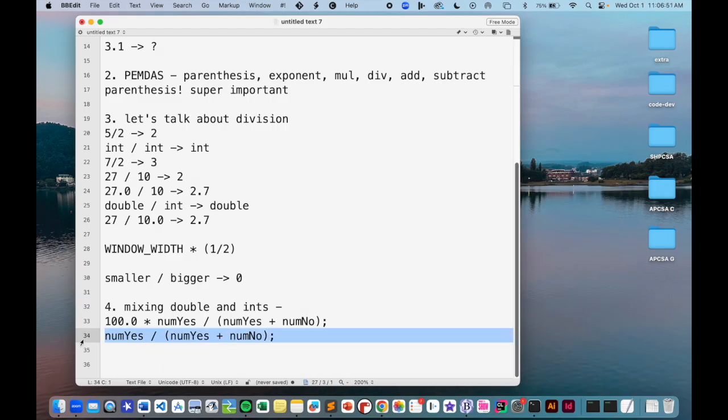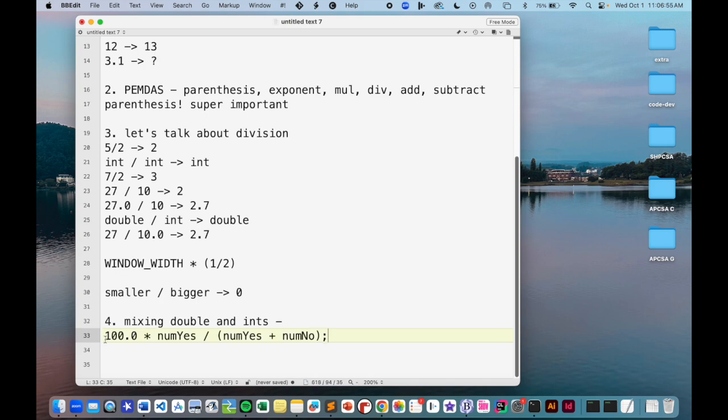So this actually would have been 0. There's a reason we did that 100.0. If I do 100.0 times num yes, then this whole thing is a double. Then when I do this division, I'm now dividing a double by an int. I've kind of brought this math into the land of doubles. Where you add in this 100.0 matters.